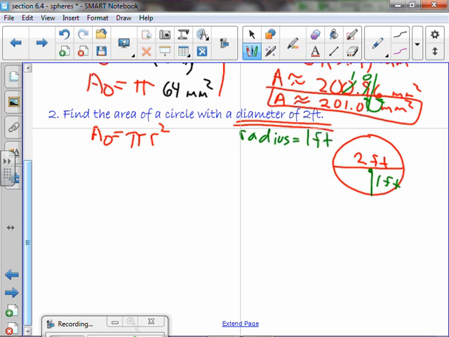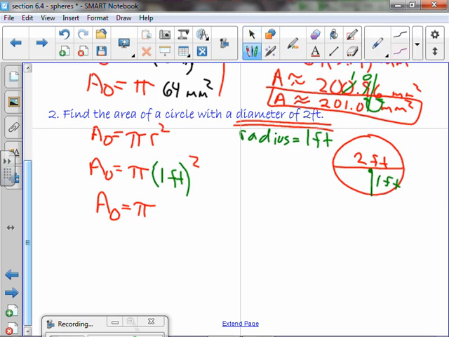And then I can do my formula from here, because the radius is what I'm going to replace. The 1 foot. Everything else stays the same. I get area of a circle is equal to pi times the radius squared. So area of the circle is equal to pi times 1 foot times 1 foot.